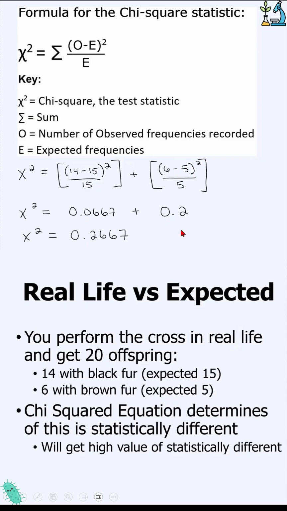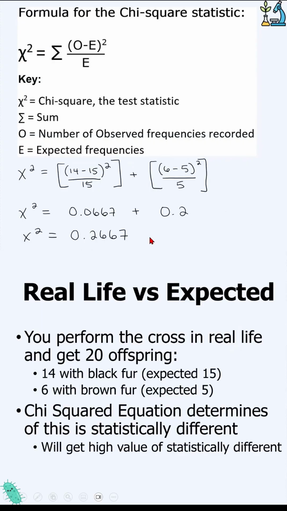And again, this is a very simple chi-squared where we only have 2 expected results. If we were looking at multiple phenotypes, you would obviously have more things to add. The chi-squared equation gets longer and longer as you have more phenotypes that you're looking at, but to keep things simple, we're just looking at two different phenotypes. And so we get 0.2667 as our chi-squared value. Okay, and so you just leave it like that.